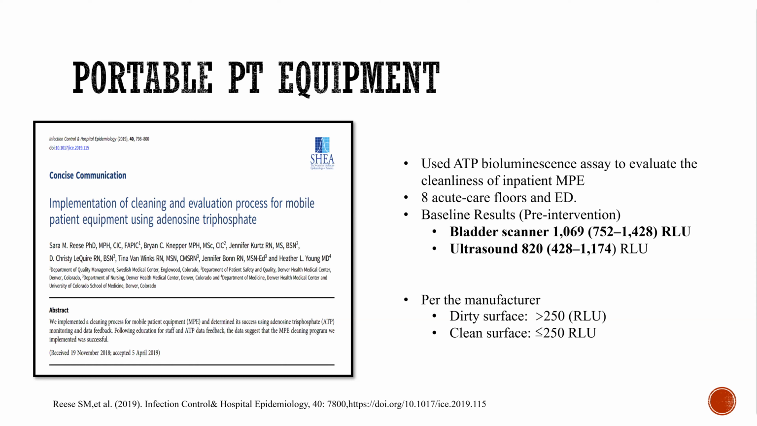So if anyone is familiar with the ATP, it uses relative light units as a measure. Typically, the range per the manufacturer for a dirty surface, you would expect to see greater than 250, and a clean surface would be less than or equal to 250. They swabbed their bladder scanner, and it was well over 1,000, and you can actually see the range there. So an item that probably didn't get too much cleaning. And then their ultrasound machine was also pretty high, and certainly well above their cleaning surfaces.